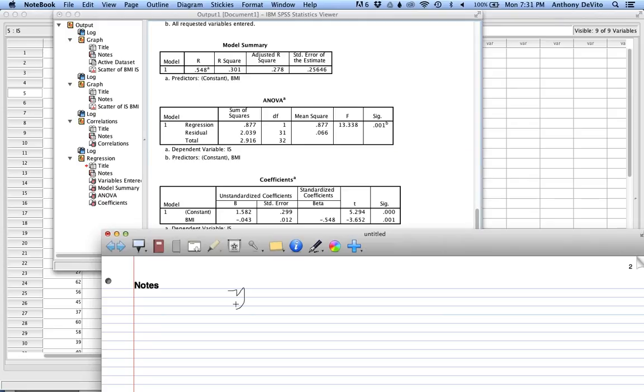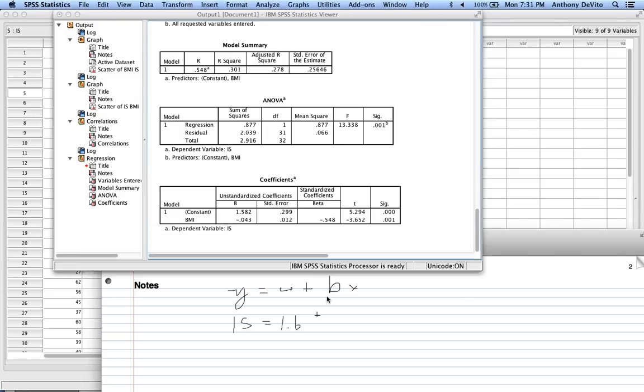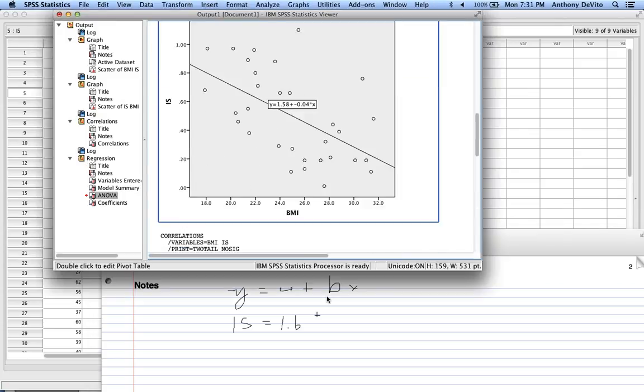So our formula is going to be y is equal to a plus bx. In our case, y is our dependent variable, which is insulin sensitivity, and it is equal to a, which is 1.582. I'm going to call it 1.6 for our purposes. That's our y-intercept. That's the place where you're going to cross the y-axis. Let me just show you that momentarily.